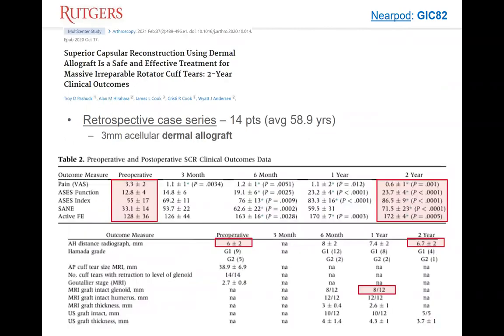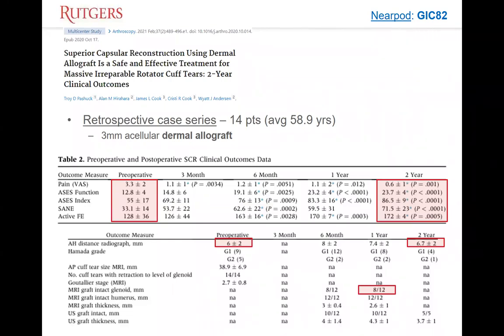This multi-center retrospective study from Missouri reports on the outcomes performing arthroscopic superior capsular reconstruction with the dermal allograft, whereas Mihata performs his procedure with the arm at 30 to 45 degrees of abduction.